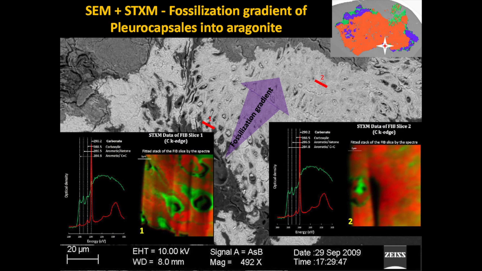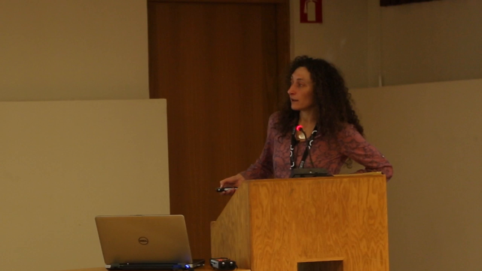And you can do the same further within the microbialite, and you see that you can still see some cells, but mostly what happens is that everything is occupied by carbonate, and the organic matter diffuses in the carbonate. So you can go further and study these cells by transmission electron microscopy.